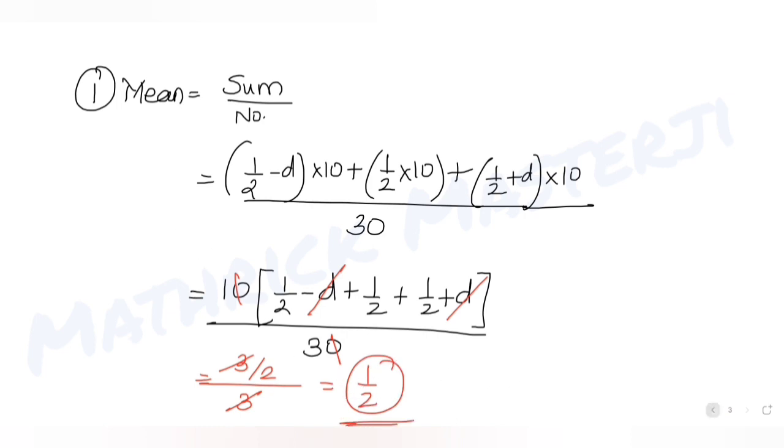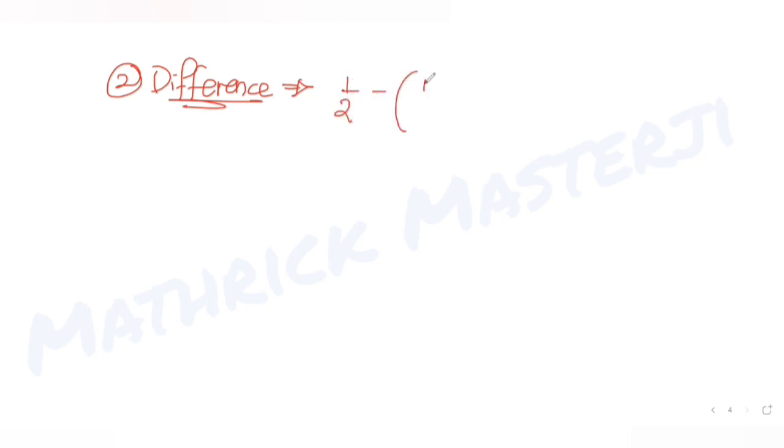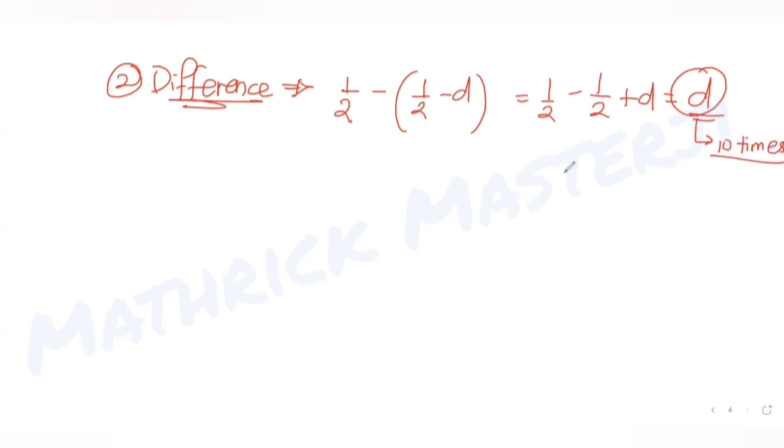Now once I have the mean value, I follow the second step and find the difference of each term from the mean value. For the first 10 terms, the outcome is the same, half minus d. So half minus d minus the mean, that gives me half minus half plus d, which is d. So d is present 10 times. The next outcome was half, repeated 10 times again. So half minus half is 0, and that 0 is also repeating 10 times.